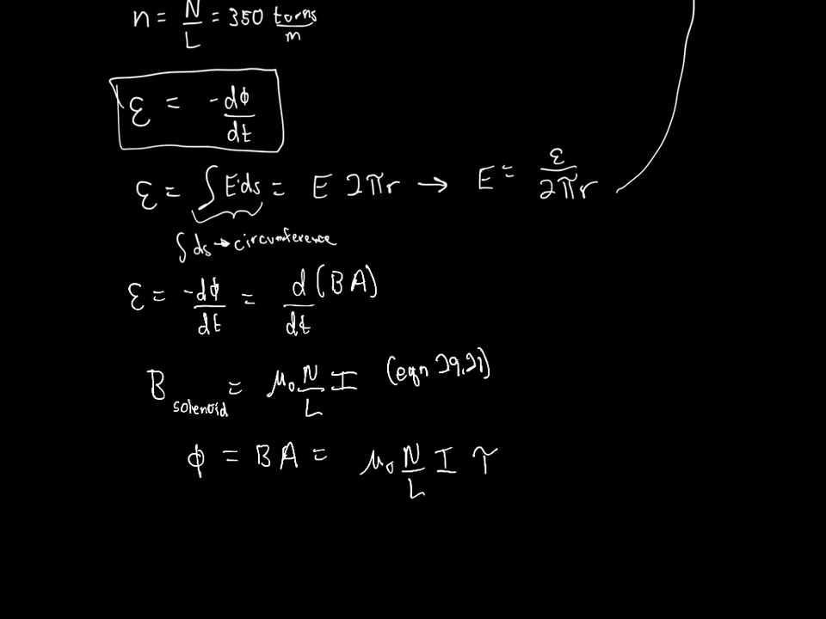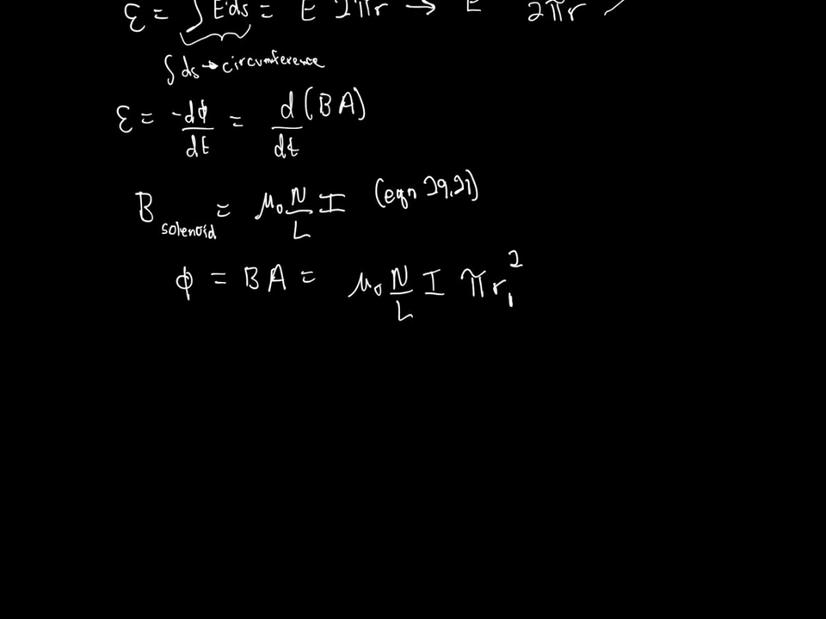So I'm going to do B times pi r squared. And I'm going to give this a different r. I'm going to label that r1, r little one, because that is all intrinsic to your solenoid. Okay. So now, this is the flux. This is B times A.